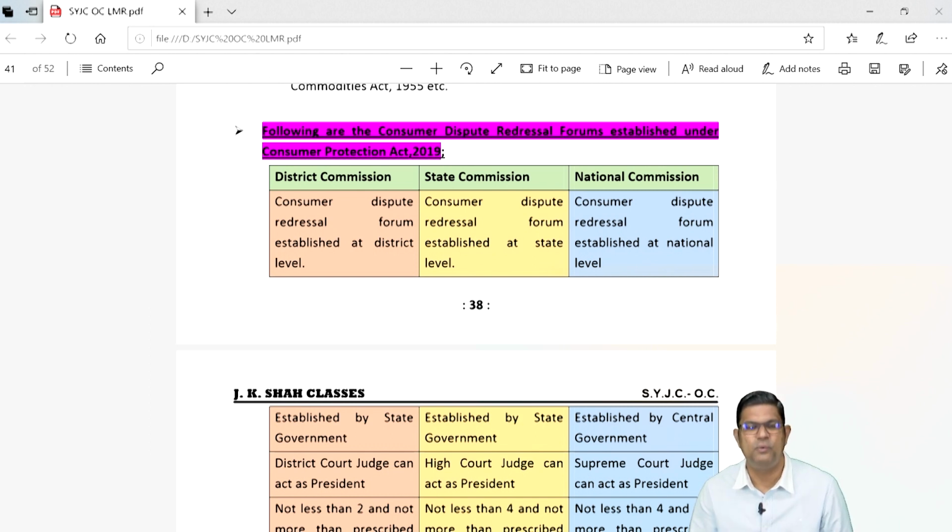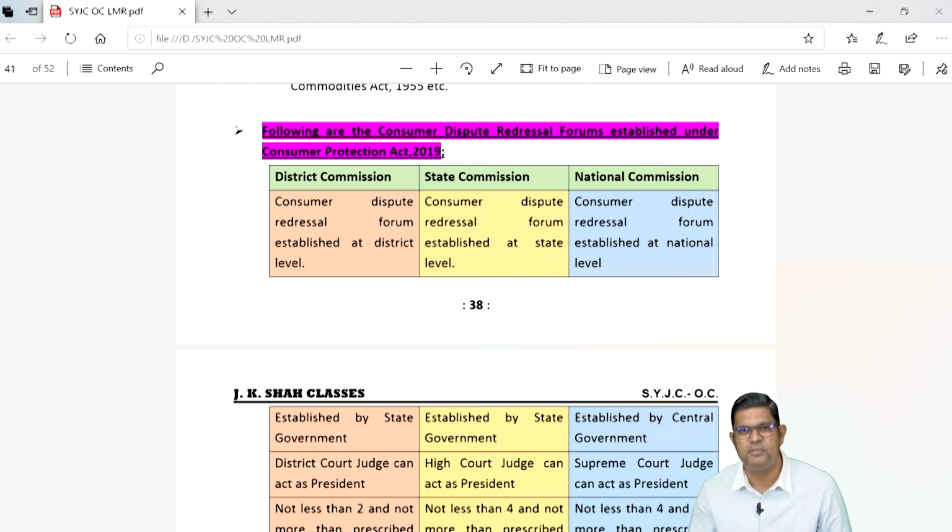Now, let's try to understand all these 3 different consumer dispute redressal forums in the format of distinction. We will take up one point and read it from all three points of view. Okay, the first one is referred to as the meaning. The district commission is established at the district level. That means in every district you will find this district commission.